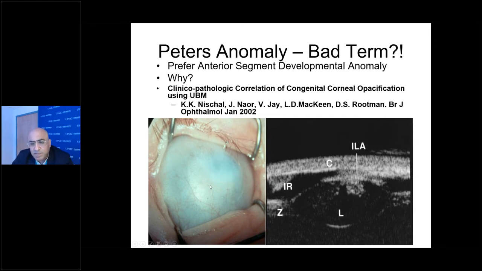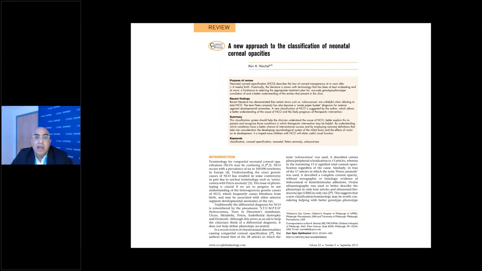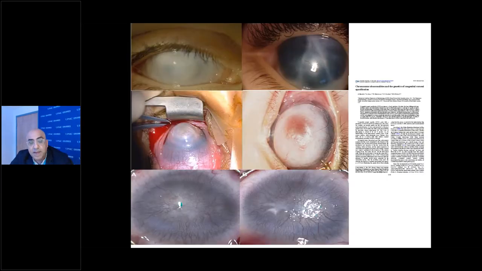So imagine if 2 out of 5 times, that 40% of every time you see a corneal opacity, you're actually going to make a misdiagnosis unless you have some sort of imaging. Based on my experience since 1998, I wrote this paper and I called it a new approach to the classification of neonatal corneal opacities. Have a look at these pictures. Each and every one of the children in these examples was referred to me with sclerocornea.